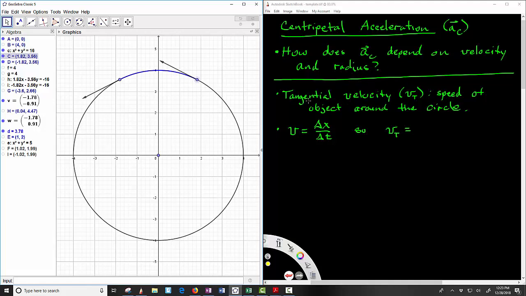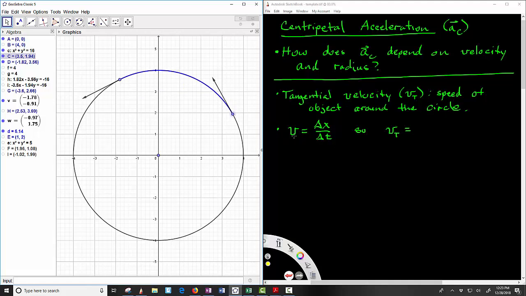So we need a term here. It's called tangential velocity, and we indicate that with a v and a little t. It's just the velocity of the object on the circle. This velocity right there is called tangential because it is tangent to the circle. There's another type of velocity with circular motion that we'll talk about once we get to rotation. But for now, tangential velocity is the speed of the object as it's moving around the circle.